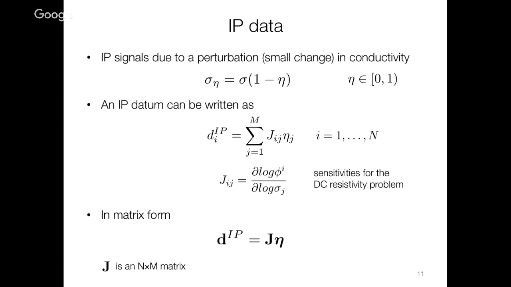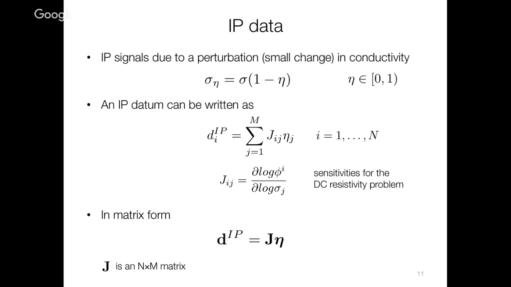So how do we work with IP data? Well, we recognize that if something is chargeable, it's perturbing the conductivity a little bit. It's changing it. So I had a chargeability of 0.1. That meant that the conductivity was only 90% of what it was. So it's a perturbation, and we can use that idea. So we could write any IP data as being a perturbation, or, well, a sensitivity, if we like, times an apparent chargeability.